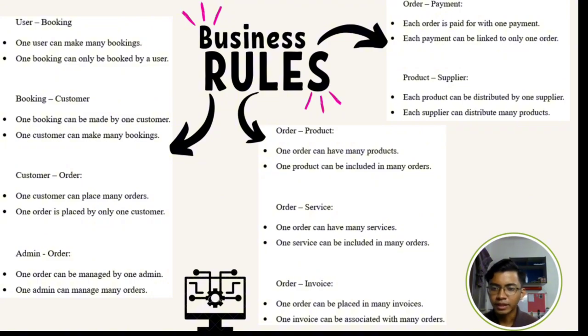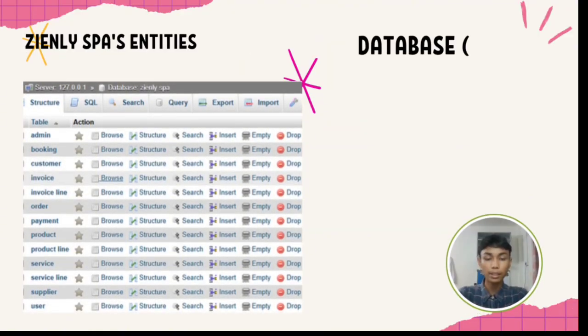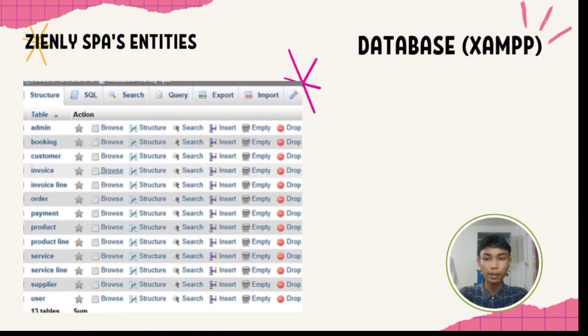For orders and invoices, one order can be placed in many invoices and one invoice can be associated with many orders. For order and payment, each order is paid with one payment. Each payment can be linked to only one order. And the last is product and supplier. Each product can be distributed by one supplier and each supplier can distribute many products.